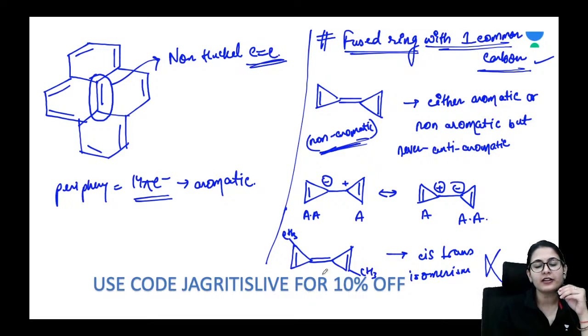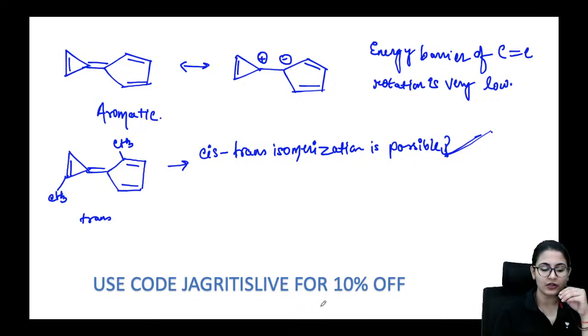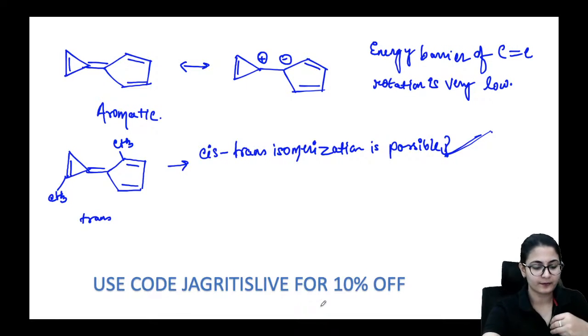Because the barrier of rotation is very high. Because if the double bond breaks, it is going to give you two ions, and in that case, any one of the rings will become anti-aromatic. So it will not do that at all. It is non-aromatic. Okay? So this trans isomerization is not possible. Okay? Let's see more examples now.